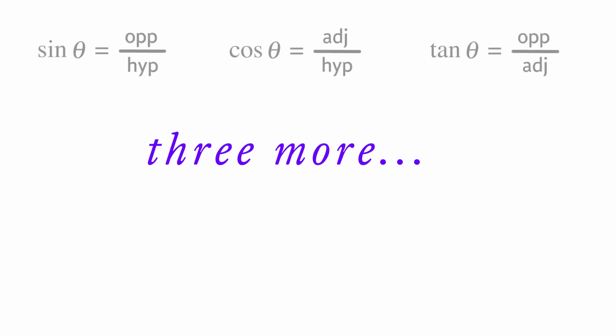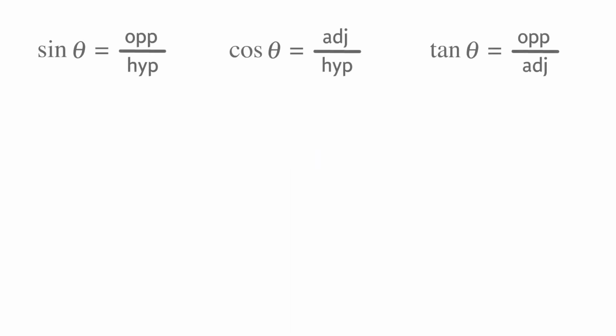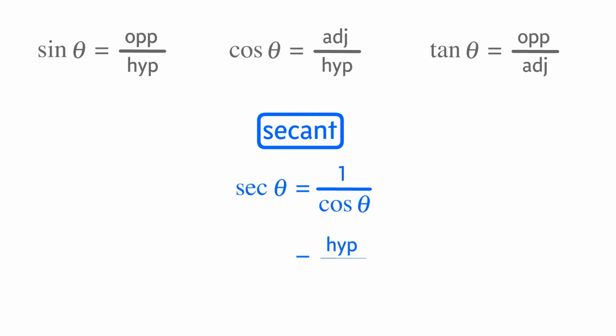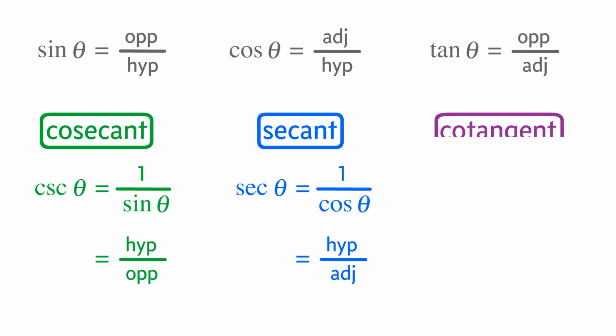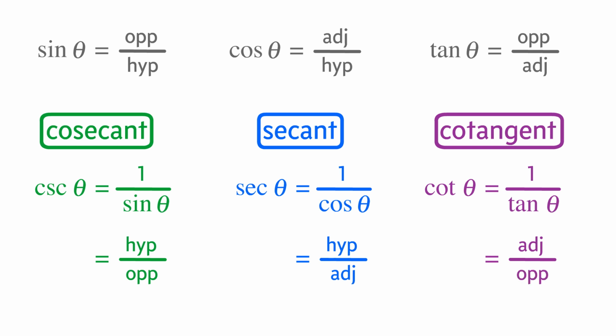The remaining 3 trig functions are the reciprocals of the 3 we've already seen. There's one called secant, written as SEC. That's the reciprocal of cosine. So that means the output of the secant function is hypotenuse over adjacent. A similar one, cosecant, written as CSC. That's the reciprocal of sine, so it's hypotenuse over opposite. And finally, cotangent, COT, is the reciprocal of tangent, adjacent over opposite.